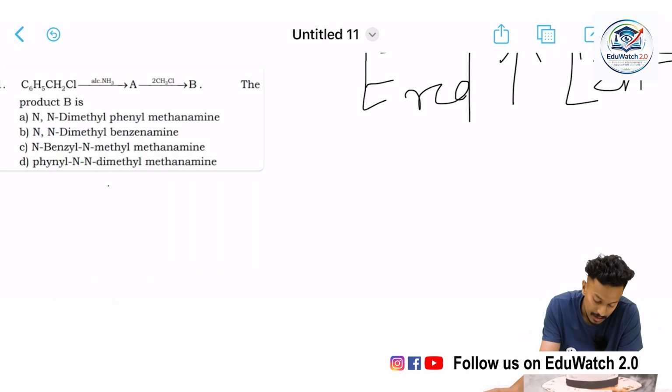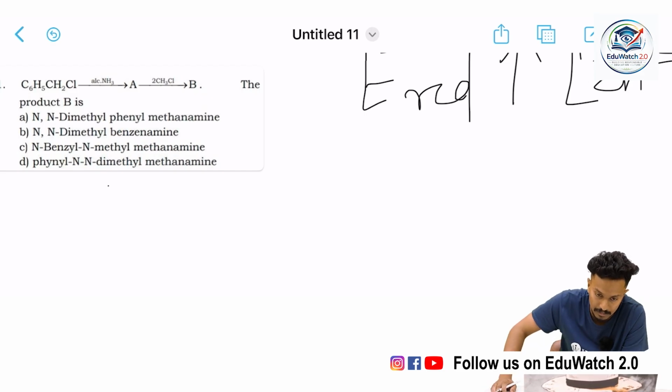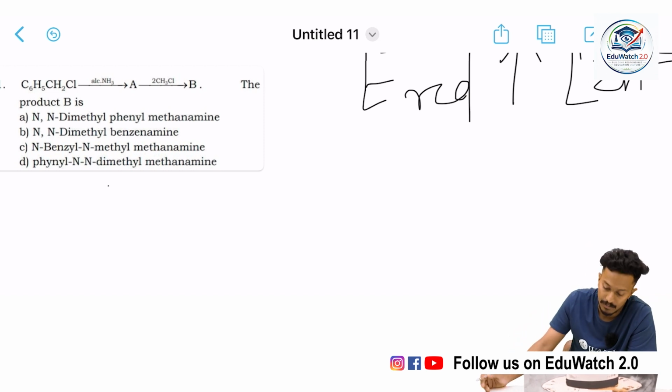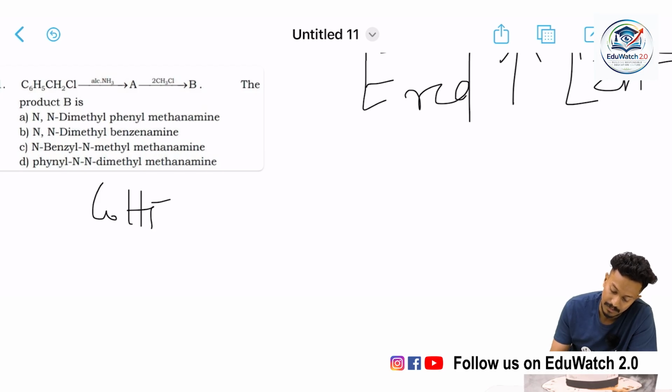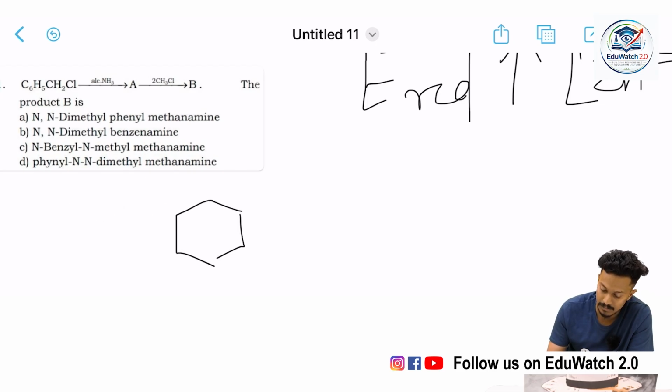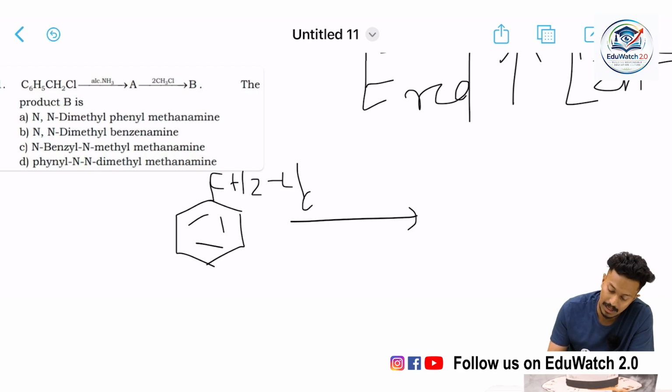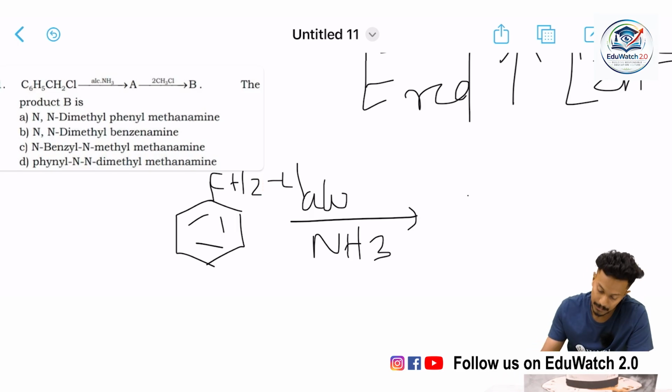Question 11. C6H5CH2Cl when treated with alcoholic ammonia. What is that actually? When benzyl chloride is treated with an alcoholic solution of ammonia, we get a primary amine. That's the ammonolysis.